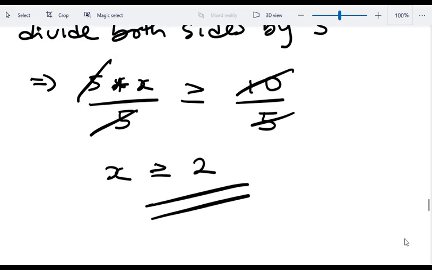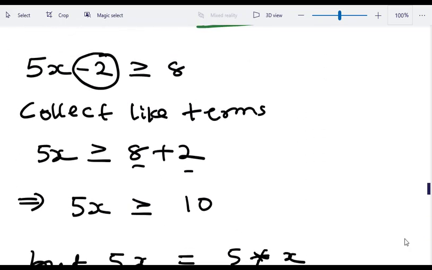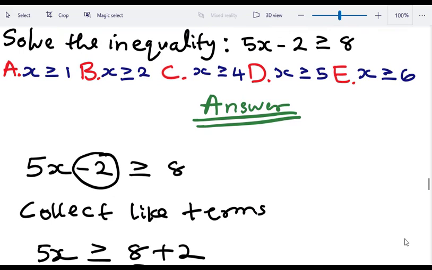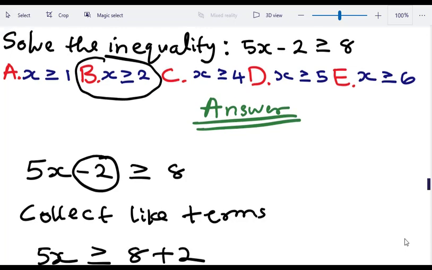So this is our answer. We have x greater than or equals to 2. So let's scroll up to verify. x greater than, okay, option B is good to go. So this is our answer.